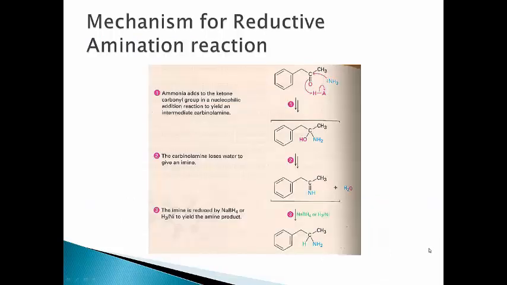Okay, let's look at the mechanism. So first of all, we have our carbonyl. We have nucleophilic attack from the nitrogen, and then we have the protonation of that carbonyl oxygen. Okay, so we get our alcohol and our amine attached. What happens then is we have the dehydration and we have the imine being formed, so the double bond to the nitrogen.